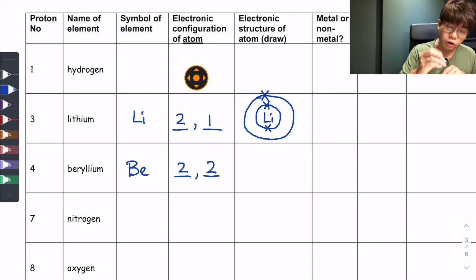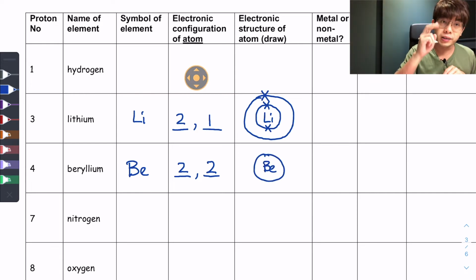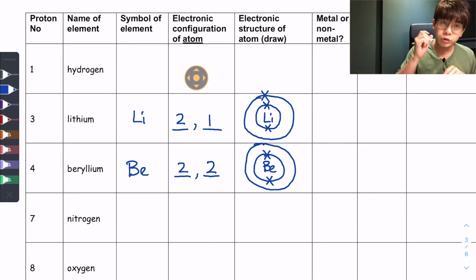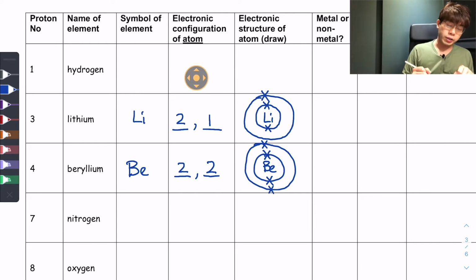Okay, now let's draw the electronic configuration. So Be, and then the first shell has a maximum of 2. So north, south. Second shell, we have a total of 2. So north, south. So that's how we draw beryllium. Okay, let's try something else.